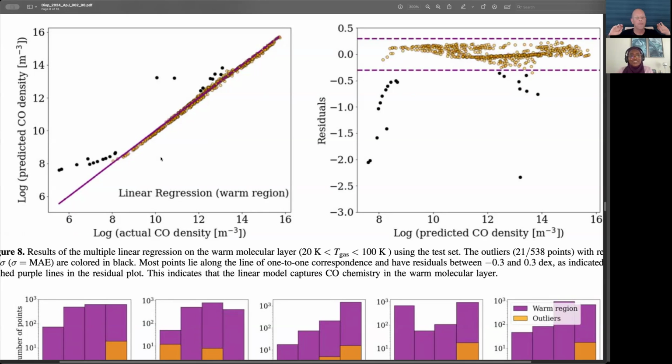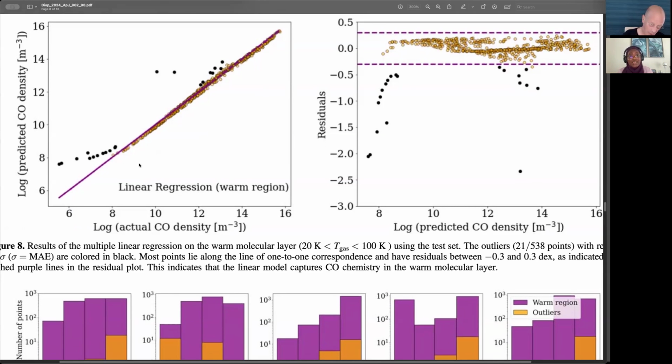We isolated this region with temperatures between 20 and 100 Kelvin and took those points. We followed the same data cleaning steps and split it into a training and test set. Here we are looking at our test set, at the predicted versus actual CO density for this region. When we fit a multiple linear regression, we see a pretty good fit between the predicted and the actual, plus some outliers highlighted in black that we'll talk about.